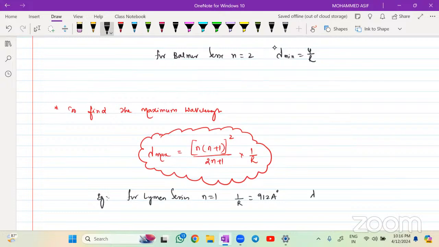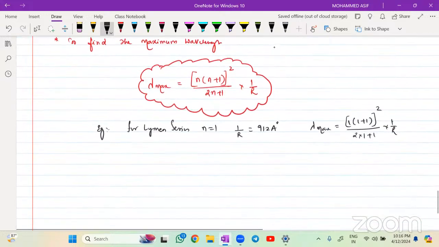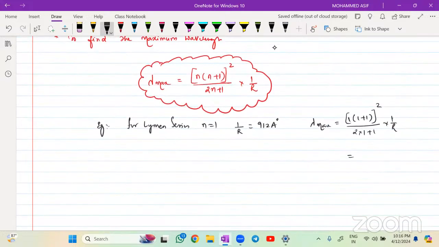So what will be the lambda max answer? Lambda max is equal to 1 into (1 plus 1) whole square divided by (2 into 1 plus 1) into 1 by r. So 1 plus 1 is 2, 2 square is 4, and 4 divided by (2 into 1 plus 1), which is 3, into r.